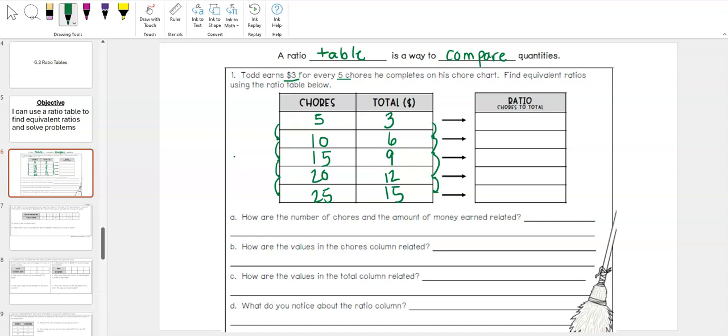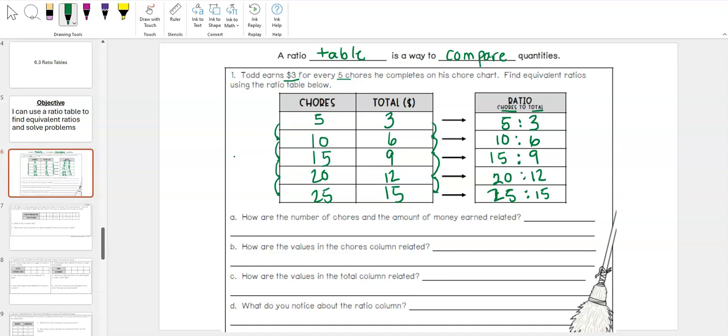Over on this side, we are going to write our ratio of chores to total. So our ratio is 5 to 3, 10 to 6, 15 to 9, 20 to 12, 25 to 15. And you might be thinking right now, like, this is really easy. What is even going on? So that's why we're going to start analyzing this table and really make sure we understand how it works, okay?